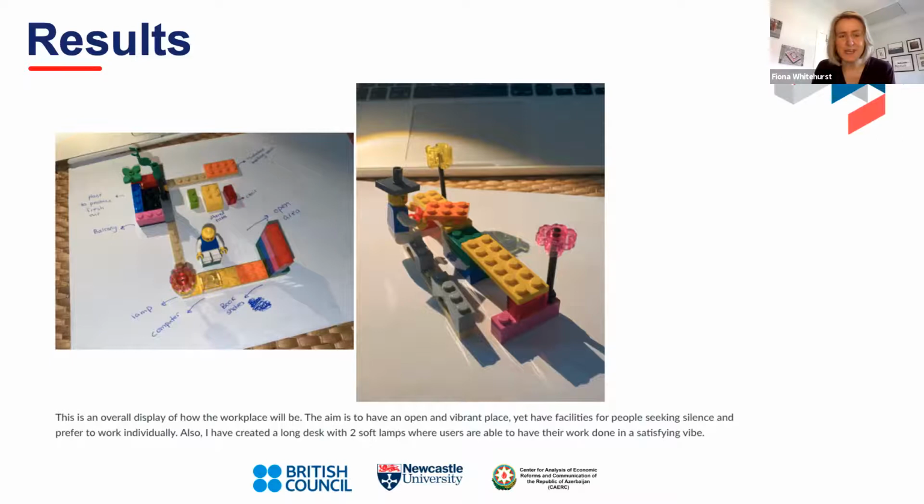But still, even though they wanted shared times, they also had this space over here past that orange brick wall, which was going to be more the isolated meeting room, so they could have some peace. Fatim's also got this longer desk which allows for social distancing, but it's still got your soft lamps, you've got your lighting, and she's saying users are able to do their work in a satisfying vibe.